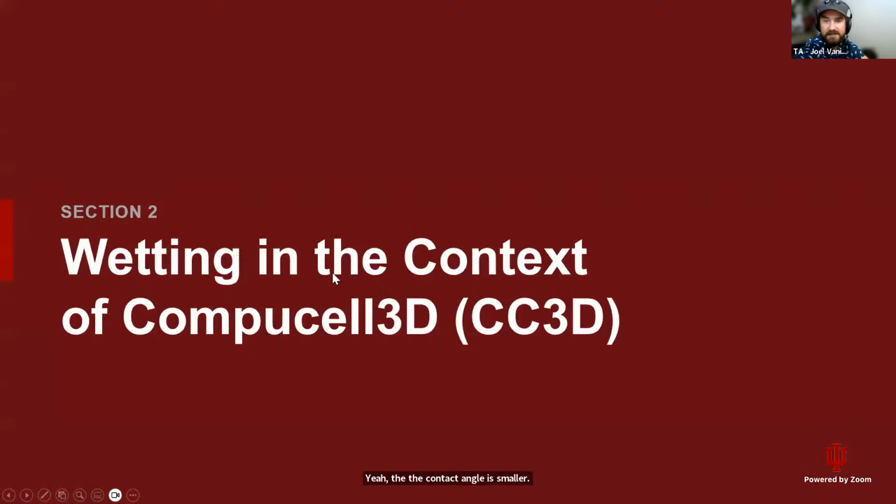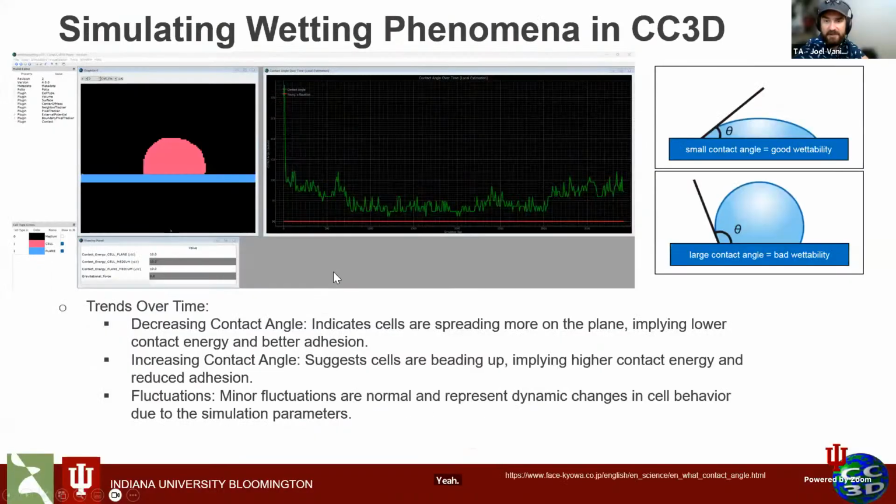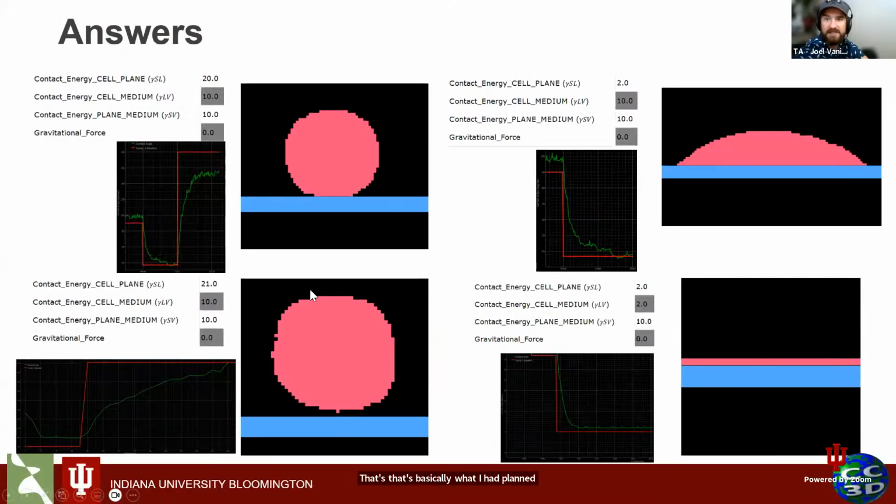Yeah, that's basically what I had planned for us to do: just experiment and see these results. If you were not able to get any of the solutions, here's a quick answer. And if you want to know more about it, you can ask me later, send an email, and I can guide you more about the simulation. Thank you.